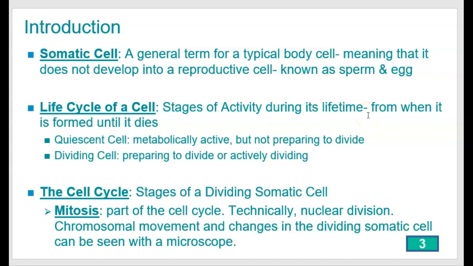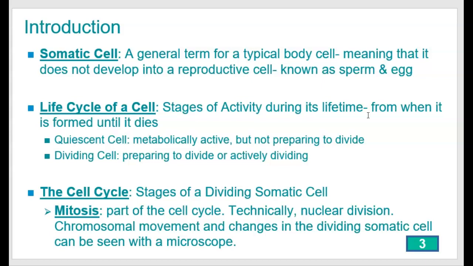Before I get started talking about the cell cycle or mitosis, there are a few terms I need to introduce. First is the term somatic cell. In this lecture, we will be talking only about somatic cells, and you need to know what they are. This term somatic is a general term for a typical body cell, meaning that it won't develop into a reproductive cell known as a sperm or an egg. So we'll only talk about stages that a somatic cell goes through.